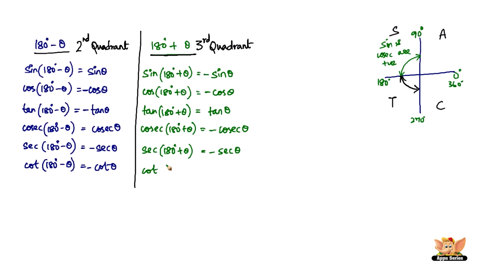And then we've got cot of 180 degrees plus theta, which is going to be plus cot theta, because cot theta is positive in the third quadrant, and therefore it's positive cot theta, because 180 degrees is not going to change cot to tan nor tan to cot. Right, so this ends the 180s. Now I think it'll be better if we take a new page to do the 270.